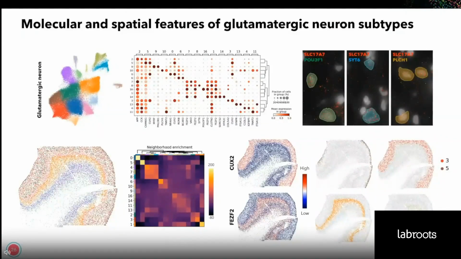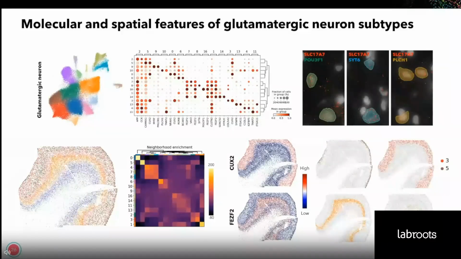As expected, different glutamatergic subclusters are organized into different cortical layers. Consistently, the neighborhood enrichment analysis showed that different subclusters are divided into different subgroups, with the cells in each subgroup located close to each other, but relatively far away from cell types outside of that group.